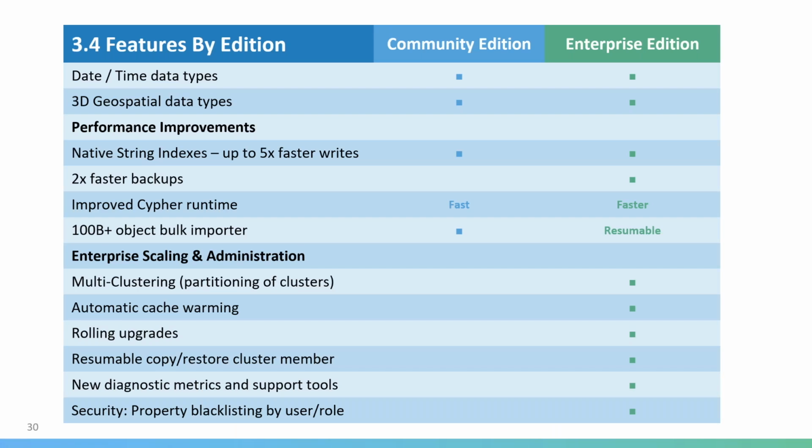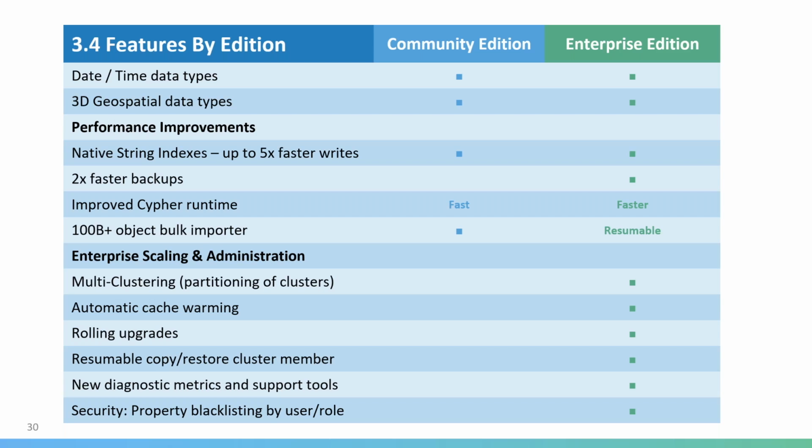So if we look at the overall sets of features that we put into 3.4 by edition, our different data types are in there. The performance improvements both from native string indexes as well as Cypher. The bulk importer now supports over 100 billion objects in import, and when you run that, if you've got Enterprise Edition, you can stop and resume this feature. And then, as we said, multi-clustering, cache warming, the rolling upgrades.